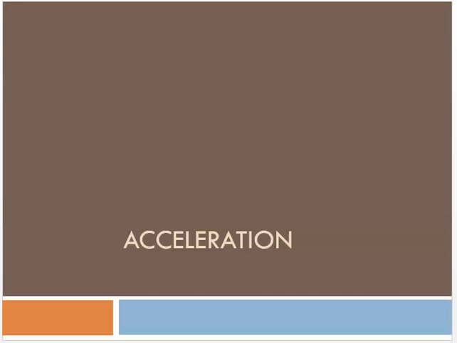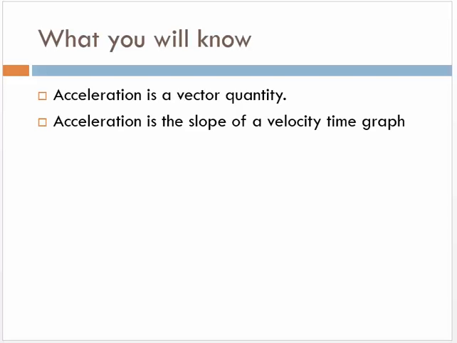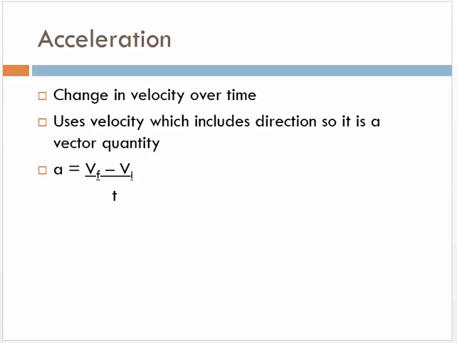Well, hello. Today we're going to be talking about acceleration. Today you're going to learn about acceleration being a vector quantity, and we're also going to find acceleration is the slope of a velocity time graph. Acceleration is the change in velocity over time.